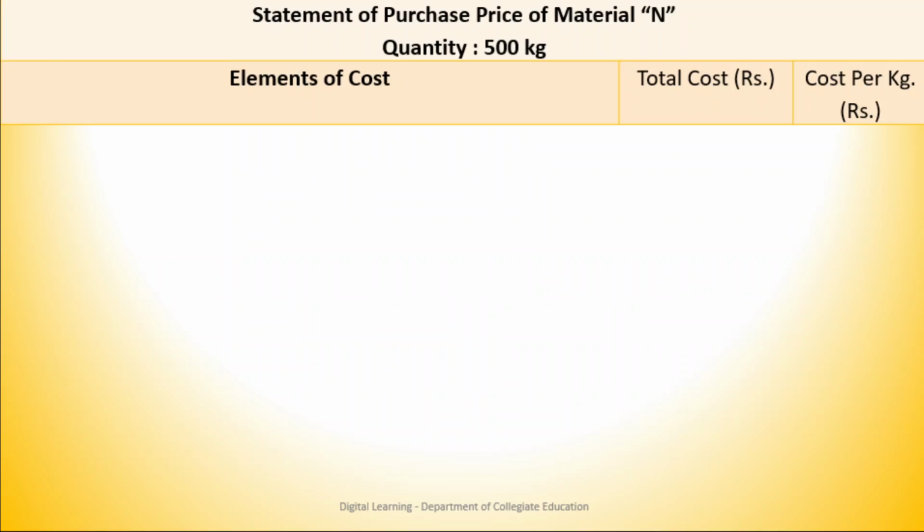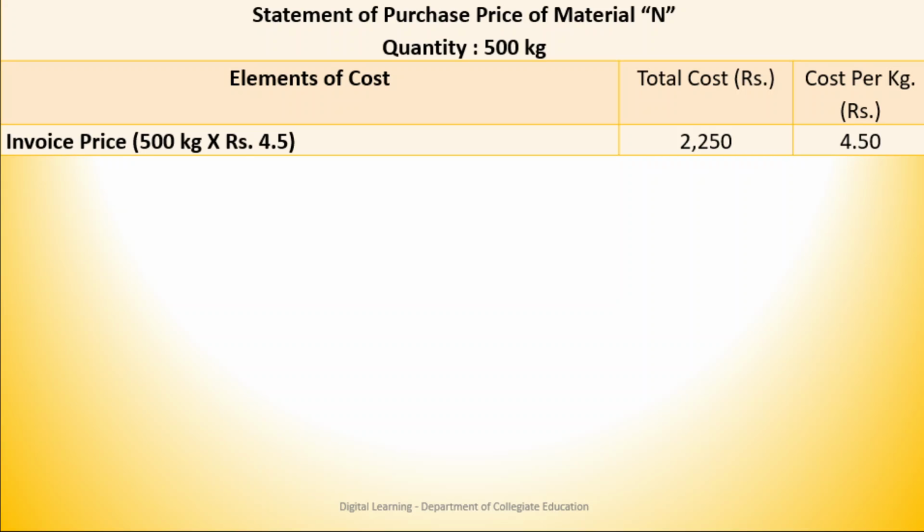Let us proceed with the solution. Statement of purchase price for material N when quantity purchased is 500 kgs. We start with element of cost, total cost and cost per kg. We begin with the invoice price. If you purchase 500 kg, the cost per kg is 4.5. So the total cost is 2,250. Cost per kg is given.